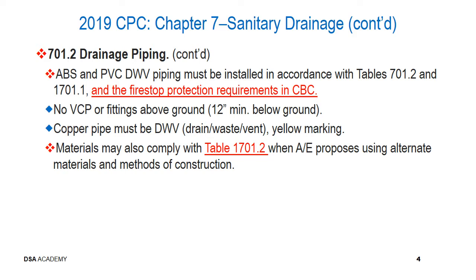Copper pipe may also be used for drainage piping if it's designated as DWV, which stands for drain, waste, and vent. And this particular piping is identified by yellow marking down the sides of it. Materials may also comply with the new Table 1701.2, when the architect or engineer proposes using alternate materials and methods of construction on the project.